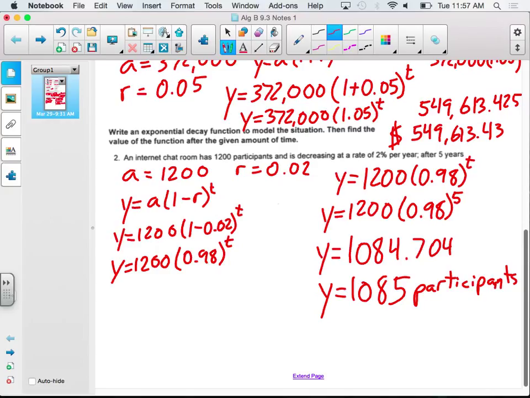Okay, so this was an exponential decay function, right? We started with 1200 and we got 1085. So that's less than what we started with, right? Does that make sense since we're using a decay function? Yep, I hope so.